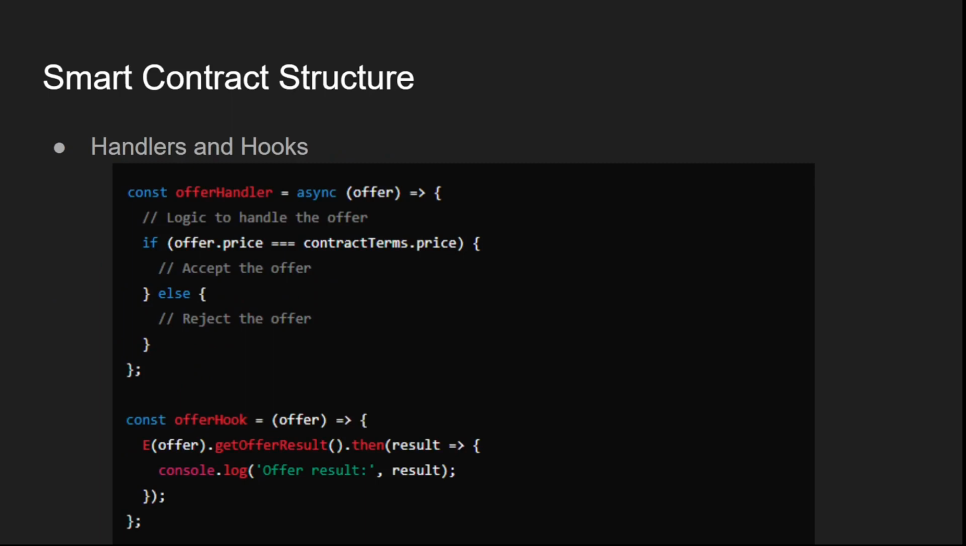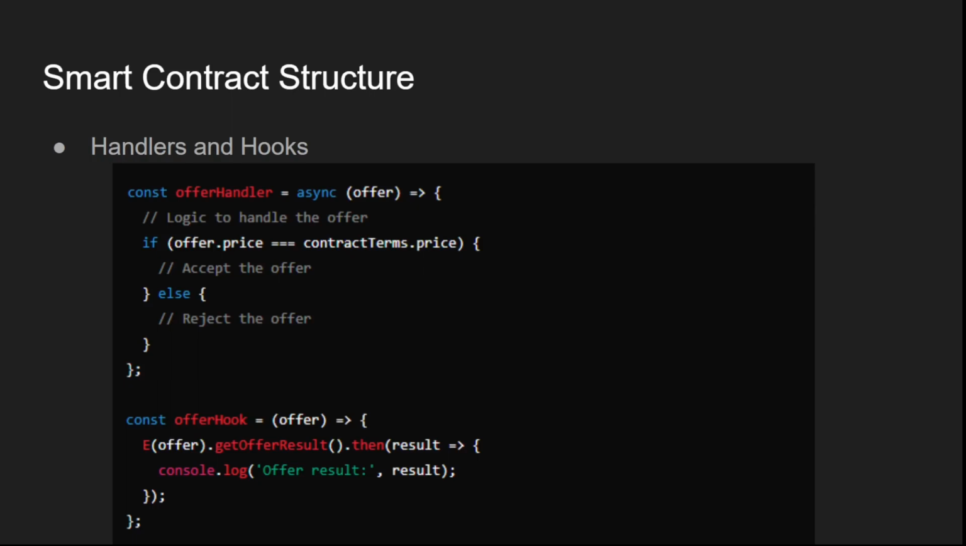Handlers are functions that implement the core logic of the smart contract. They manage actions such as offer creation, acceptance, rejection, and settlement. Handlers are responsible for ensuring that the contract's terms are enforced and that all interactions are processed correctly.